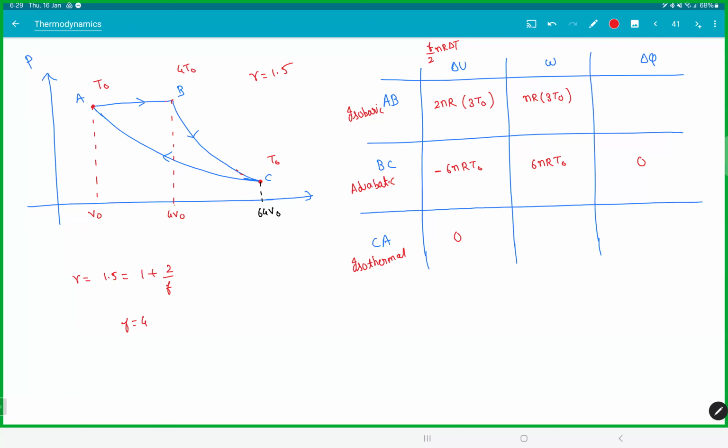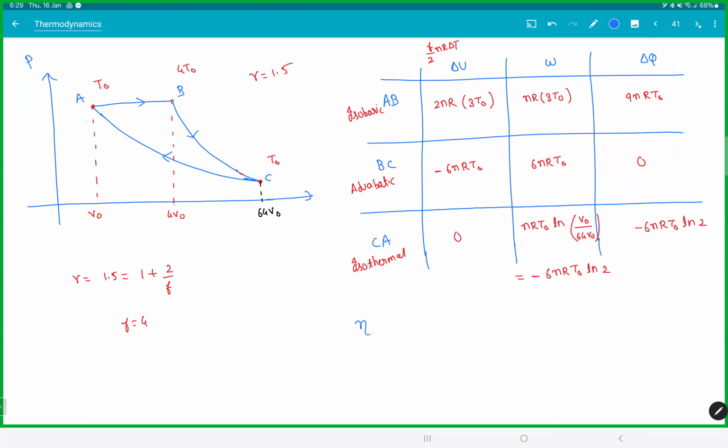You're getting it? This is what I was saying. There's no need to solve. If I know delta U and if I know delta Q is 0, then delta U is equal to minus delta W. This is a 9 NR T naught. This would be NR T naught ln V final by V initial. V final is V naught by 64 V naught. That would be 64 is 2 power 6, minus 6 NR T naught ln 2. This is also minus 6 NR T naught ln 2.